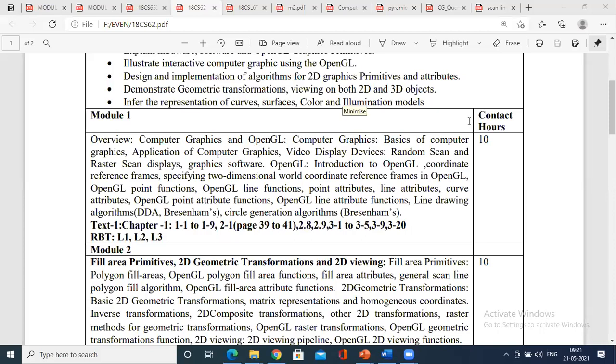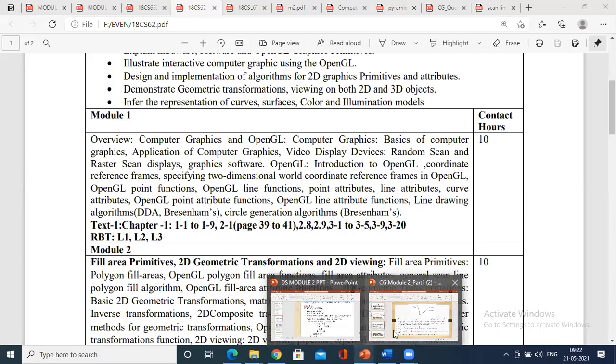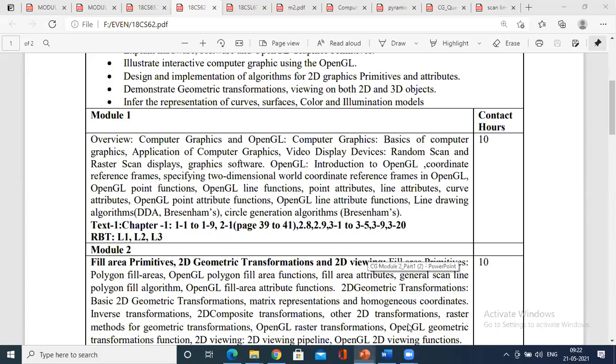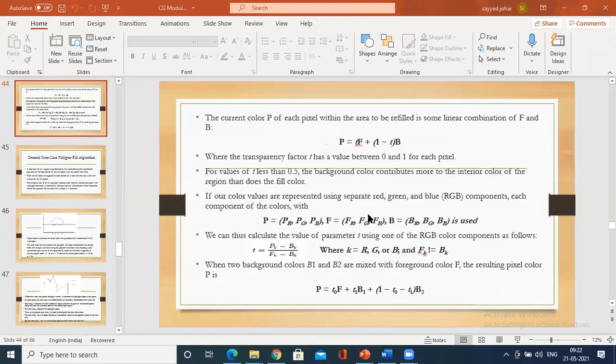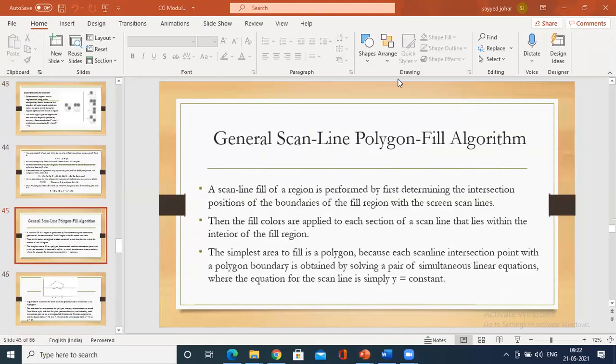As discussed in the previous session, we had gone through the concepts of the scanline algorithm. Once again, I'll have a recap of the scanline algorithm, and then go to the problem that I said for today. Okay, so how exactly does the scanline fill algorithm work?